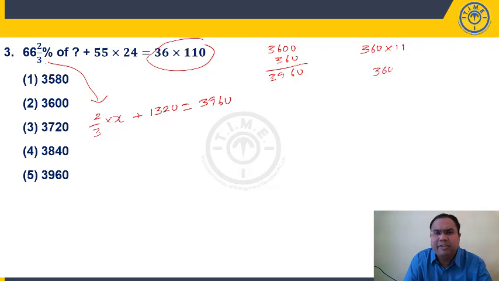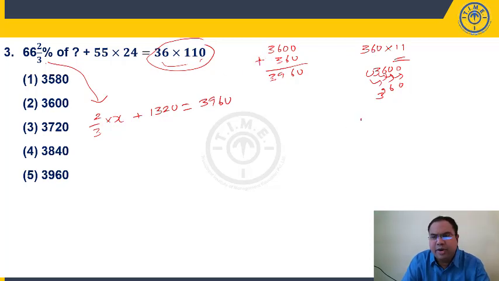So 360 into 11, what will happen? We'll put a 0 here. 0 plus 0, 0, 6 plus 0, 6, 3 plus 6, 9, 0 plus 3 is 3. This is a special multiplication technique by 11. So 360 you make it into 11. Or 36 into 100 is 3600, 36 into 10 is 360, add these two.